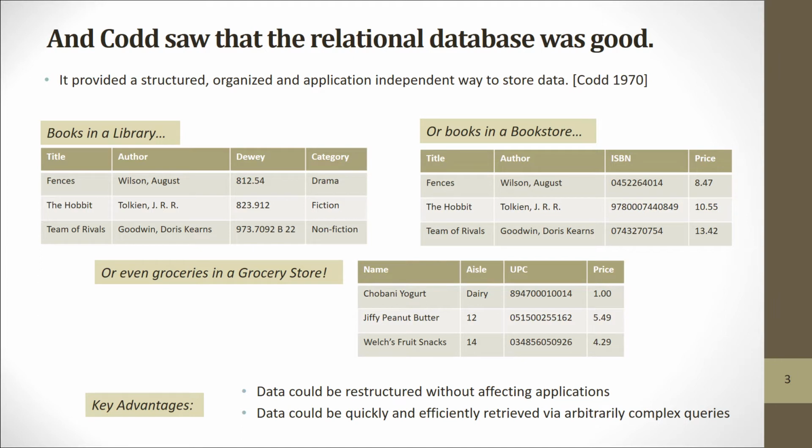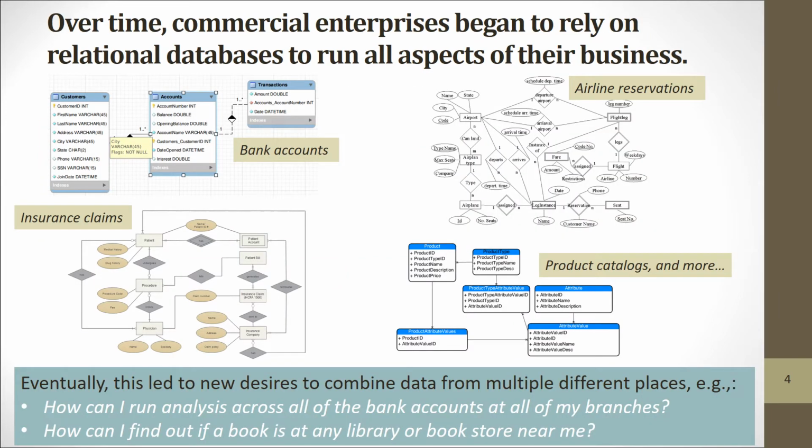This organizational model meant that the schema could be changed and the data could be restructured or reorganized without causing the applications that access the data to change. In addition, with the introduction of a powerful query language, such as SQL, data could be quickly and efficiently retrieved via arbitrarily complex queries specified in the language. The ability to isolate applications from how the data they accessed is stored and retrieved was a powerful feature.